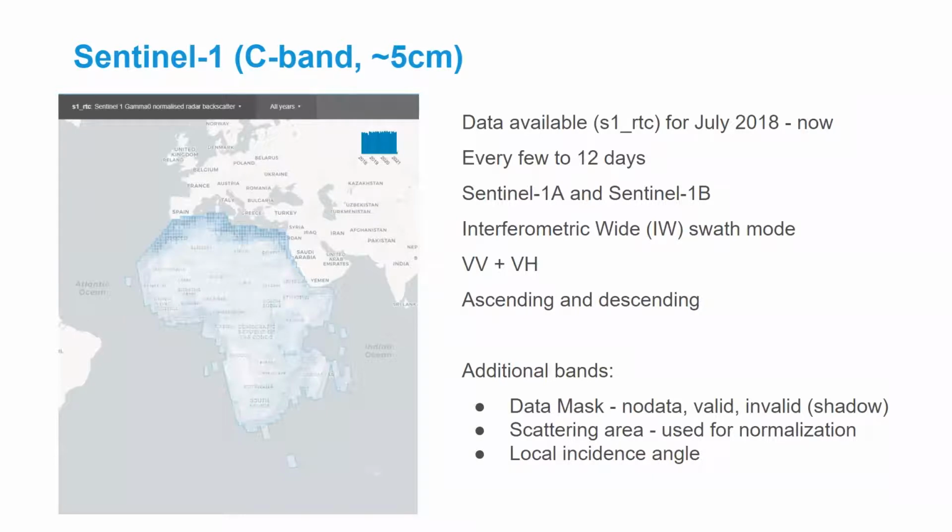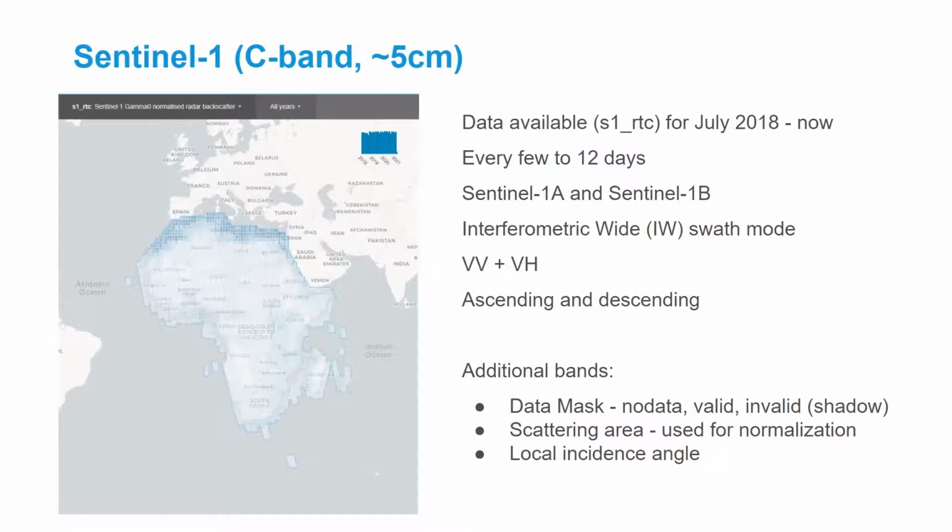So the data that is available in DE Africa, or in the data cube sense, when you load data through ODC, is the S1_RTC product. This means radiometric terrain correction. So RTC means radiometric terrain correction. This is the name we use for the analysis ready data.